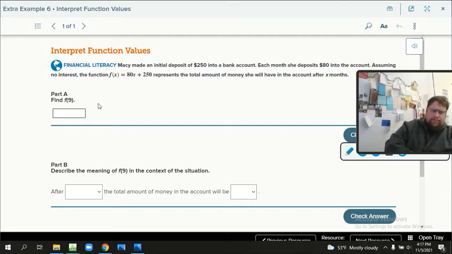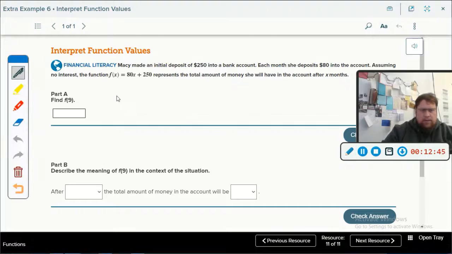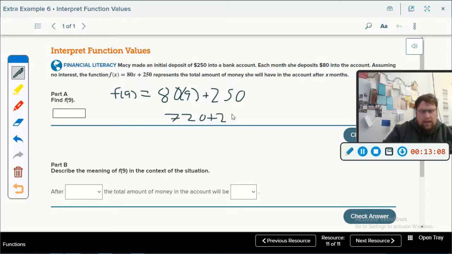Go ahead. Ready, set, roll. Pause me. All right, and we're back. So f of 9, we should be able to rush through that, right? We're going to have f of 9 equals 80 times 9 plus 250. So 80 times 9, 8 times 9 is 72, so add a 0, so it's going to be 720 plus 250, which equals what, 970? $970.